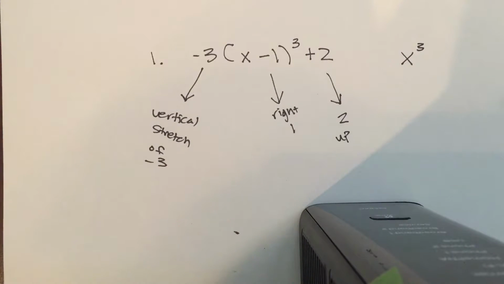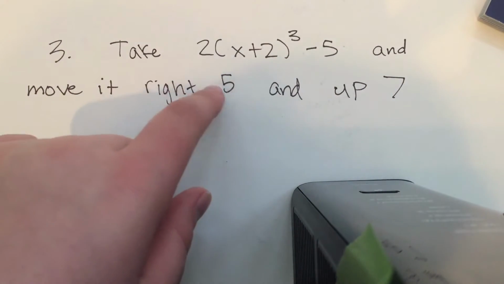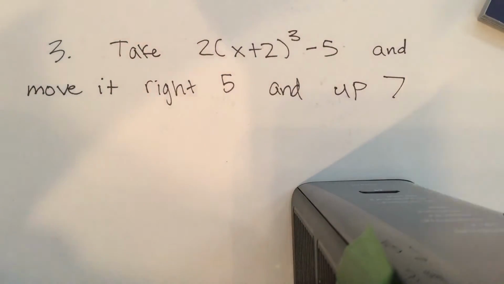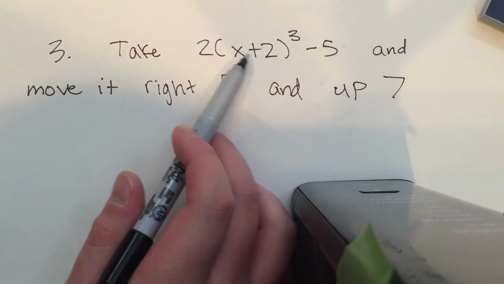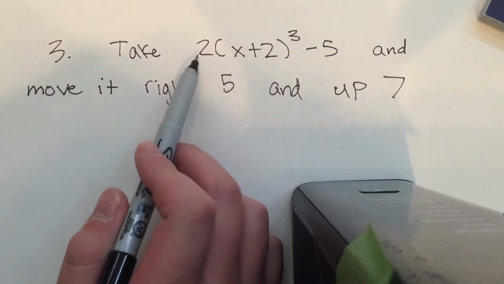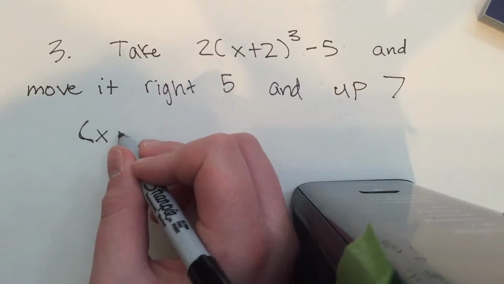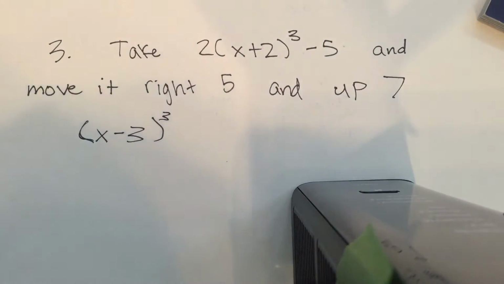Let's try another example. Alright, this is the next example that we have. So, this one reads, take 2(x plus 2) cubed minus 5 and move it right 5 and up 7. So basically, this is the transformation that we just did, except it's in a written form. So basically what we do here, it says move it right 5, and this means that it's going left because you flip the sign, so it's negative. So if it's going left 2 and we add it right 5, then it would be x minus 3. And we keep the cube there because we didn't change it.